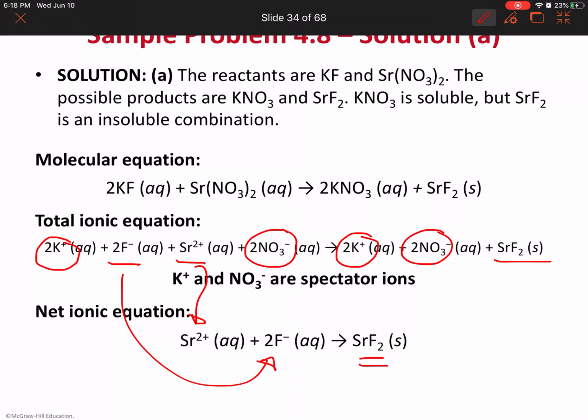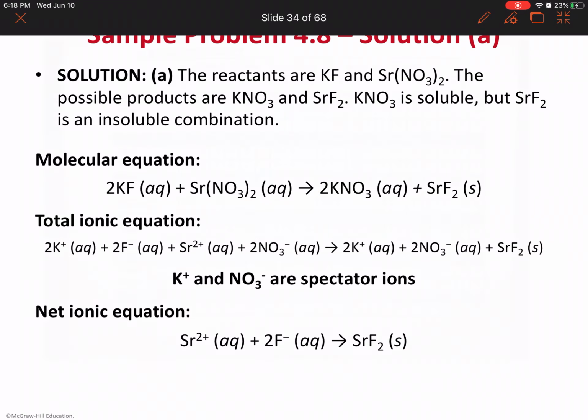So this is the net ionic equation. Now, spectator ions are potassium and nitrate. So in your molecular equation, whichever end up as aqueous would end up being your spectator ions. Okay, whichever end up as the formation of the solid would be involved in the net ionic equation. Something for you to make it easy when you do your homework and your exam problems.